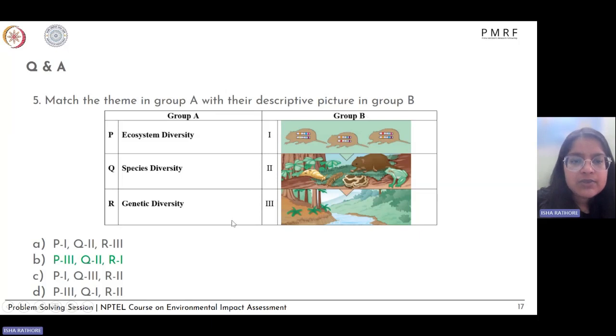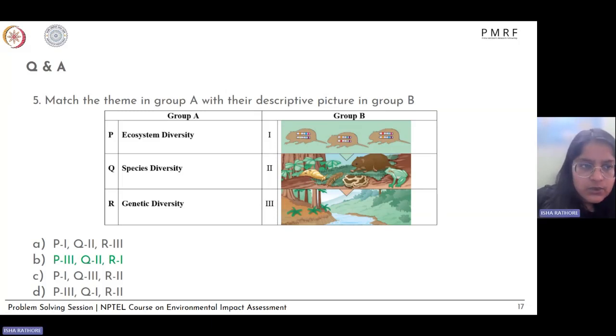Then R matches with 1, which is genetic diversity. So these are animals of the same species, but they have different genetic composition, as you can see based on their chromosome kind of representation. So this represents genetic diversity. So R matches with 1. So the correct answer is P matches with 3, Q matches with 2, and R matches with 1.